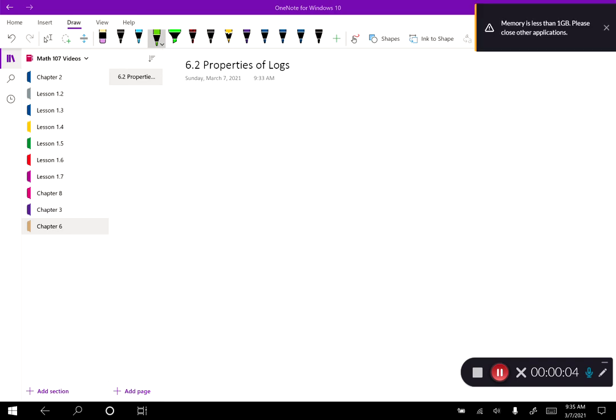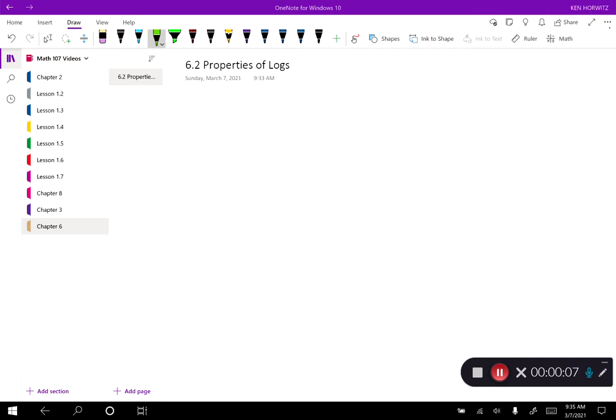Welcome back, everybody. In the last section, I showed you that logs can be interpreted as exponents and vice versa. So let's look at a few properties of logarithms as well as exponents that we can utilize to help apply that knowledge. All right, so we're going to talk about the properties of logs and exponents.